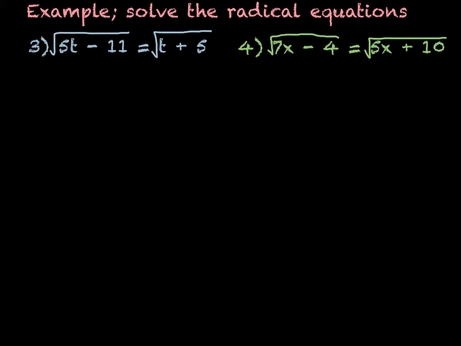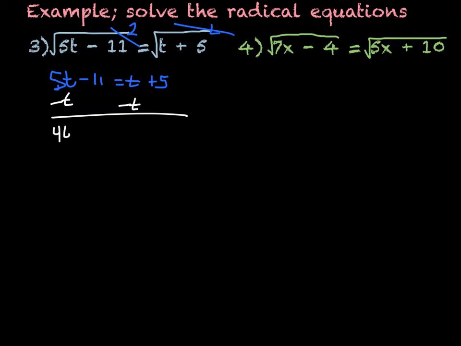For these next examples, we have square roots on both sides of the equal sign. When this is the case, we start by squaring both sides. Because if we start by doing that, then we can cancel them out, leaving me with 5t minus 11 equals t plus 5. Okay, so now I'm just solving for t. So I subtract this t over, leaving me with 4t minus 11 equals 5.